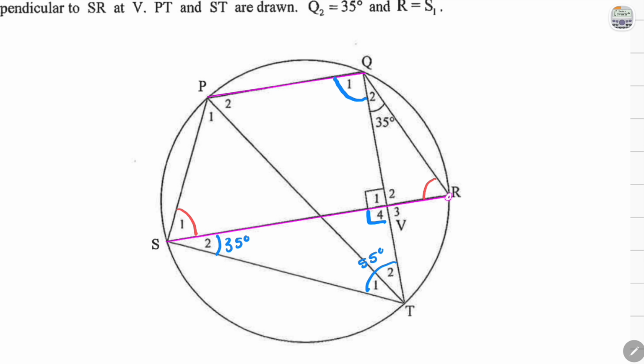Do you see that angle R is at the circumference and it is subtended by this arc SQ? Can you also see another angle at the circumference subtended by the same arc? That will be this angle, angle T. Okay, that is subtended by SQ as well. So these are equal. And so we can go ahead and say that this is 55 degrees.